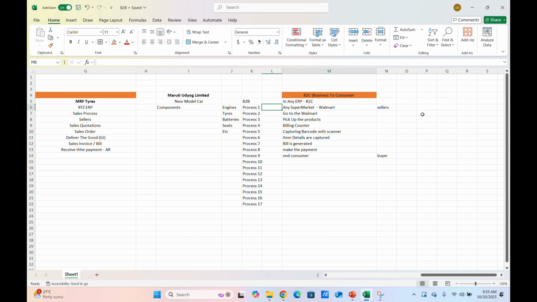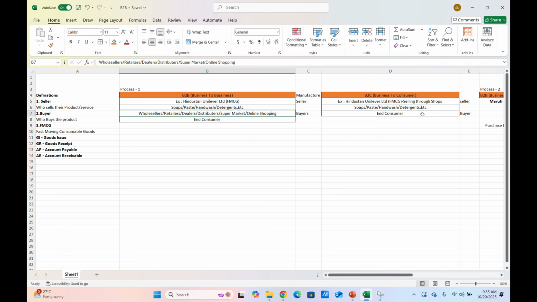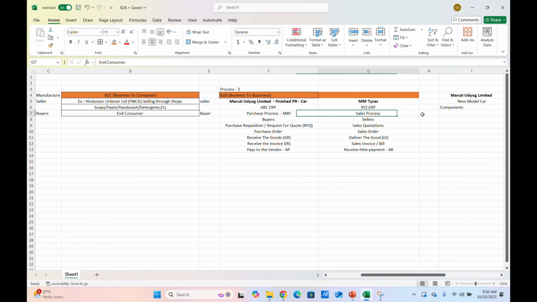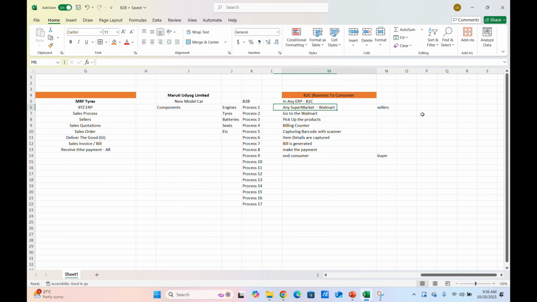Does this supermarket manufacture the products? No, they are only dealers. Just now I told you, they are the wholesalers, the retailers, the distributors, anything from this. They are buying from the manufacturer and running their business like this. So this is called the B2C process.